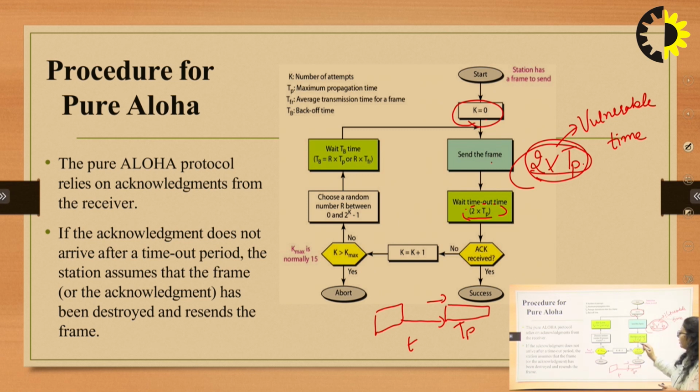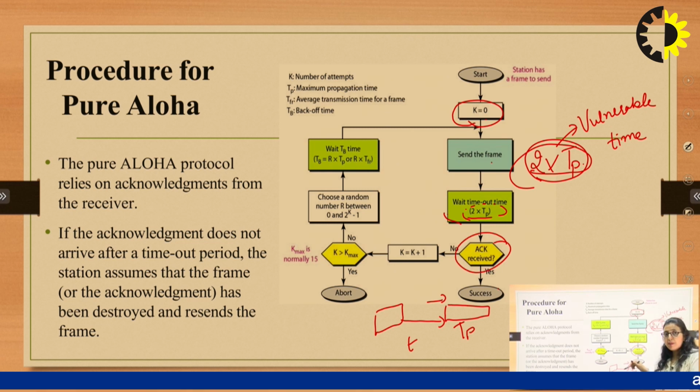So it waits for 2 into TP time and checks whether an acknowledgement is received. If yes, it can send the data. If no, there might be a collision, because the sender does not receive the acknowledgement of that particular frame. Then what has to be done? It has to make the next attempt, so it will increase the value of k.